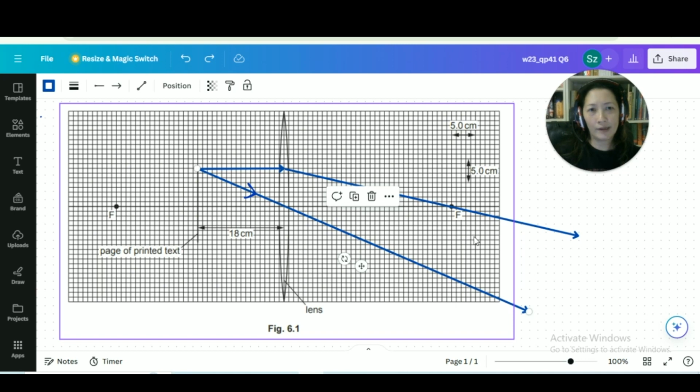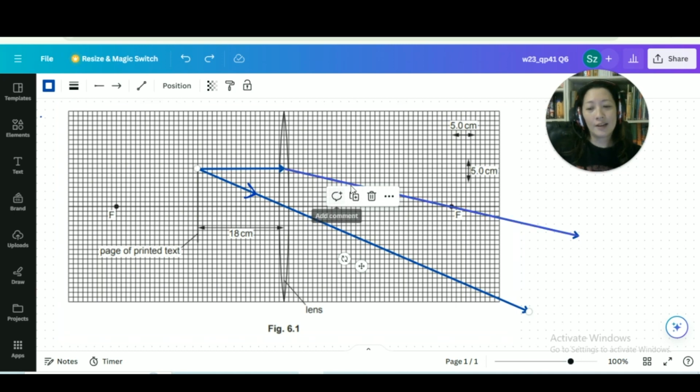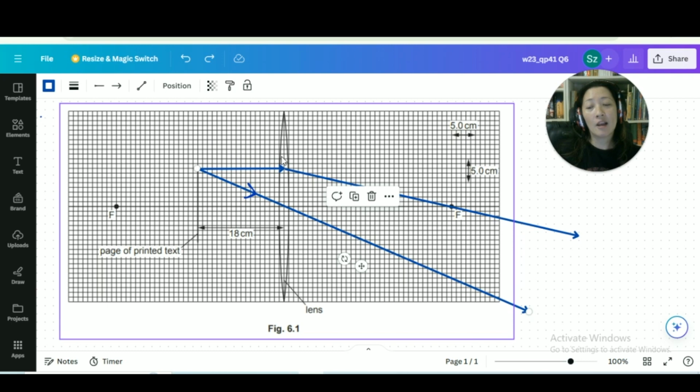Does that mean there's no intersection at all? No. If you look at the light rays, you can see that if you were to extend them both backwards, they will intersect on the left-hand side of the lens. That means behind the page of the printed text. And that's where the image would be formed.